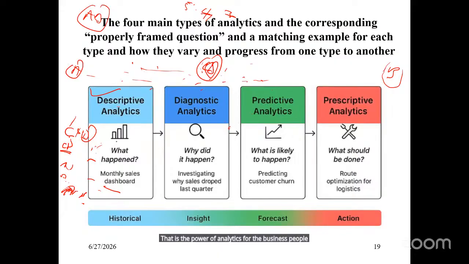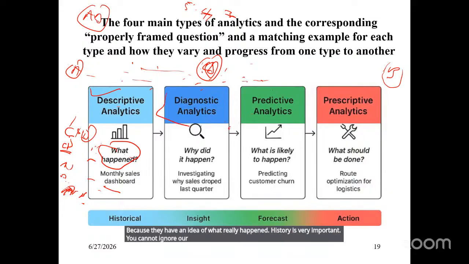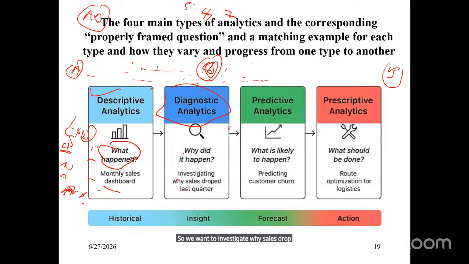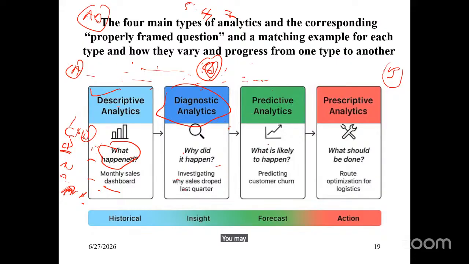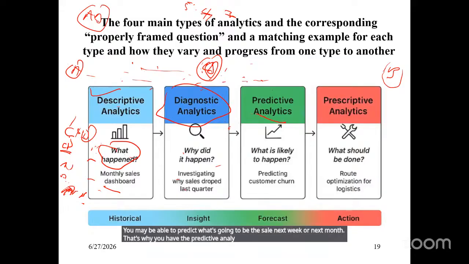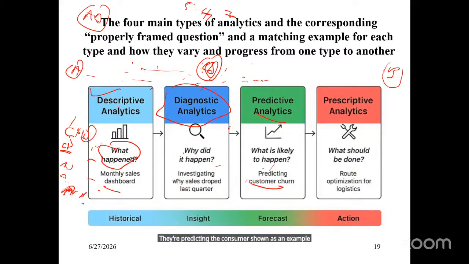So the power of analytics means they want to make sure that the goods are sold because they have an idea of what really happened. History is very important. You cannot ignore our history. Diagnostic will make us say, why did it happen? So we want to investigate why sales dropped last quarter, why it improved this quarter. Based on that, you may be able to predict what is going to be the sale next week or next month. That's why you have predictive analytics, what is likely to happen, predicting customer churn as an example, and then prescriptive, what should be done.